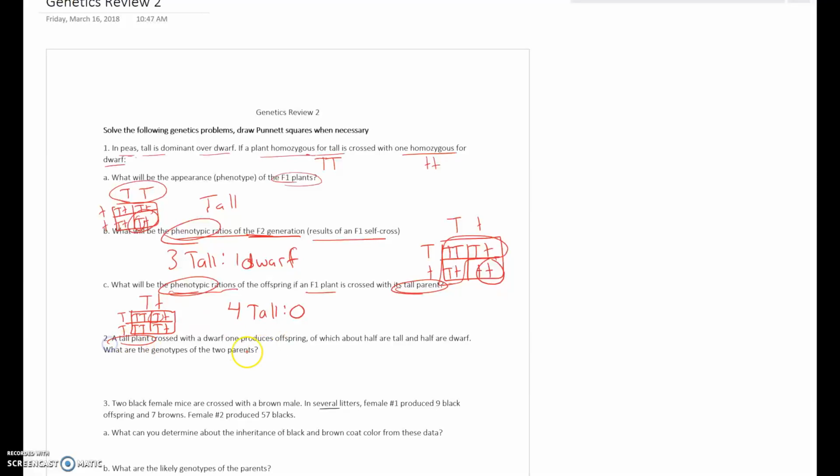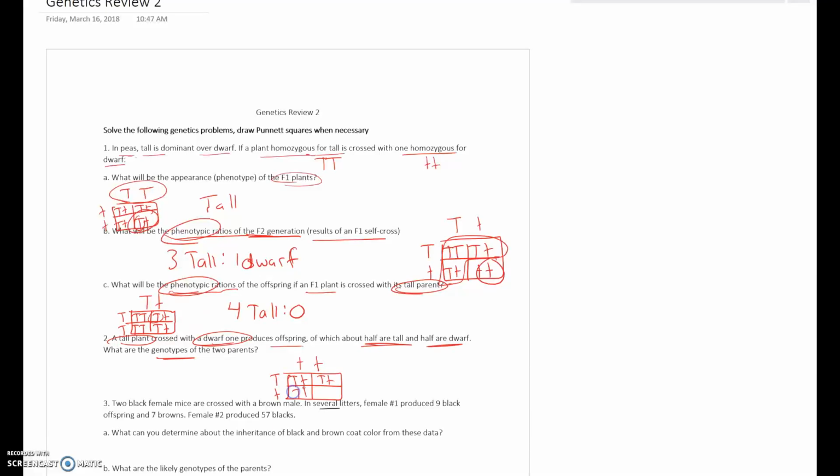If a tall plant crossed with a dwarf one produces offspring, about half of which are tall and half are dwarf, what are the genotypes of the two parents? The dwarf one has to be little t, little t, so we know that's going to be one of our two parents. If the other one was big T, big T, all of them would be tall because they would all have a big T. So we know that the other parent has to be big T, little t.